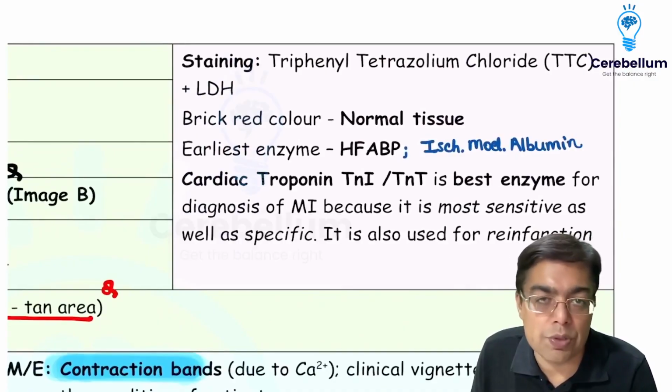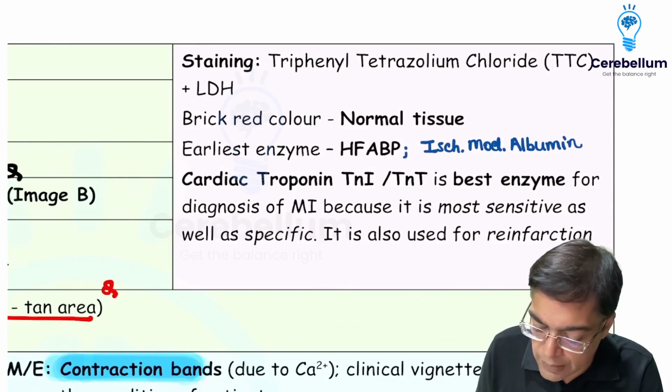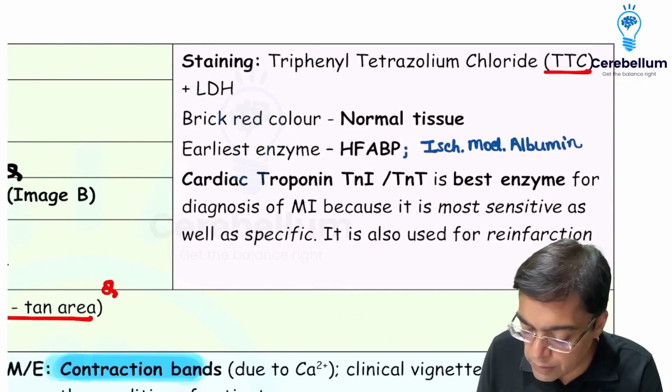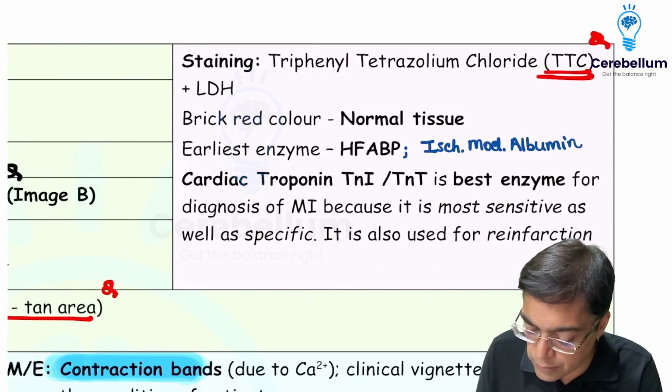Now, how do we make a diagnosis of this condition? The gross appearance of the heart is characterized by a pale area, and normal tissue has a brick red color. The stain used for this purpose is triphenyl tetrazolium chloride, or TTC.